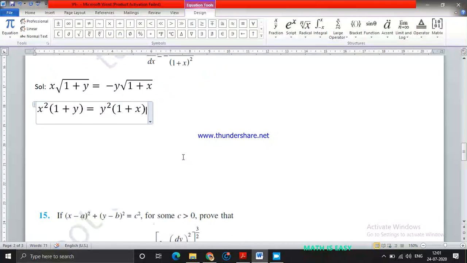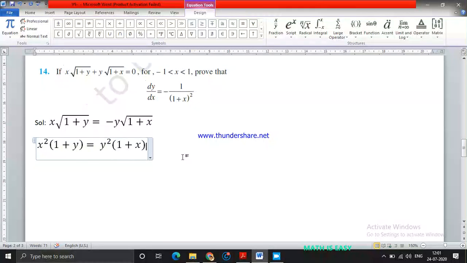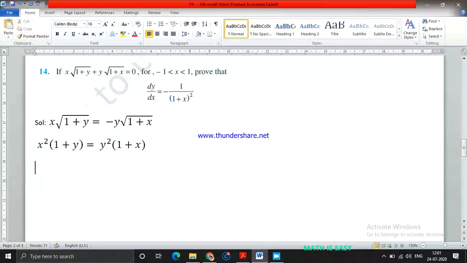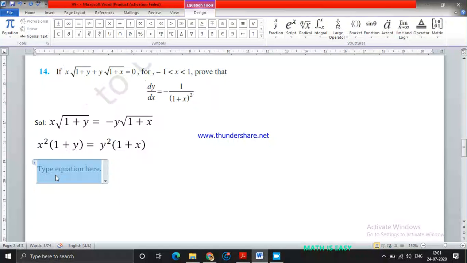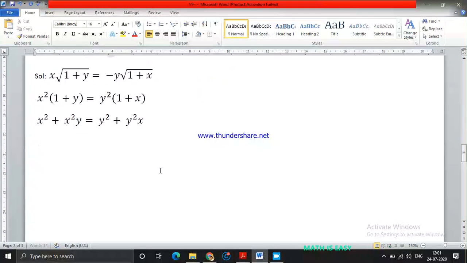Now what you can do is, if you want, you can apply the UV formula, or let's see if we can do any simplification further. Just open up the bracket and see if anything much easier you can do. If I open up the bracket, then you'll get x square plus x square y is equals to, then y square into 1 will be y square plus y square x. Okay, so I open up the bracket.